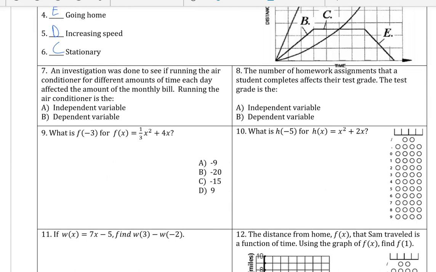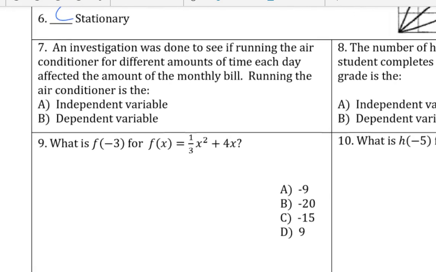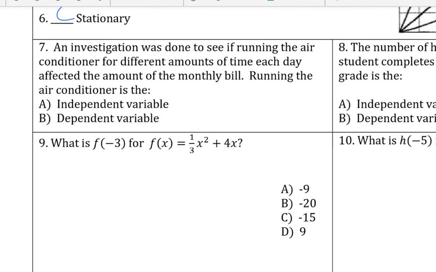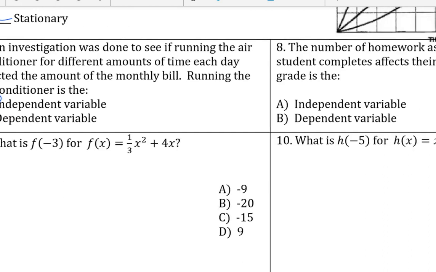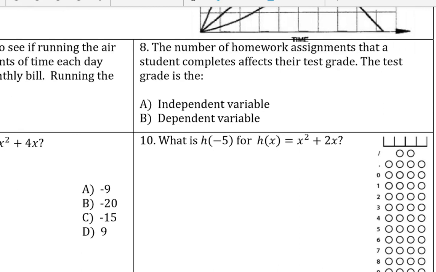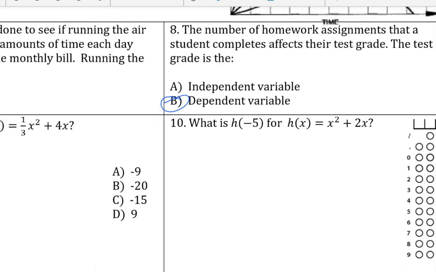All right. An investigation was done to see if running the air conditioner for different amounts of time each day affected the amount of the monthly bill. Running the air conditioner affects the outcome, so that's our independent variable. The number of homework assignments that a student completes affects their test grade. The test grade is what we're measuring at the end, that's the dependent variable.